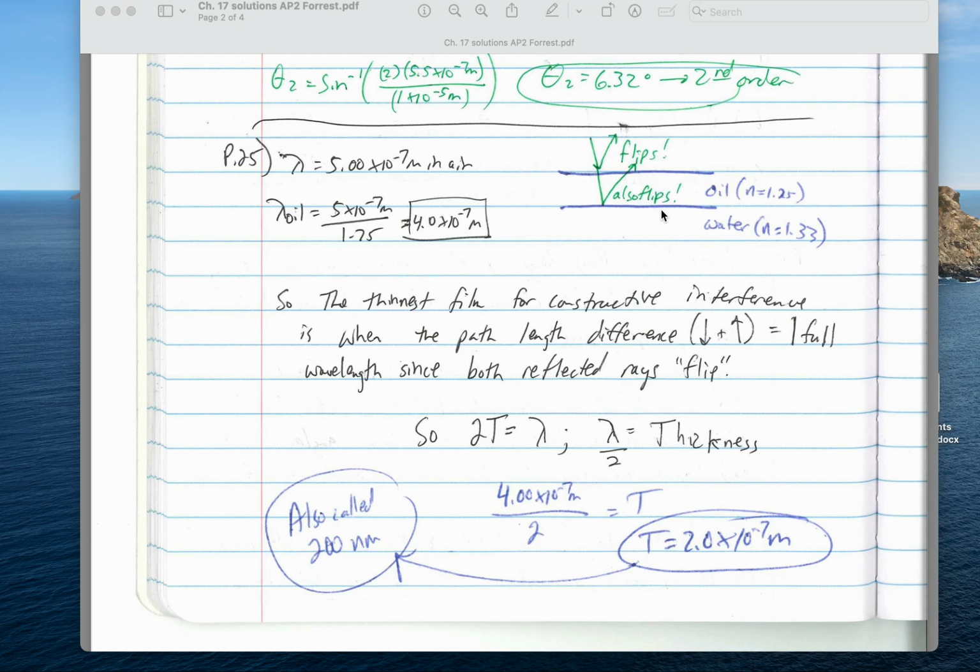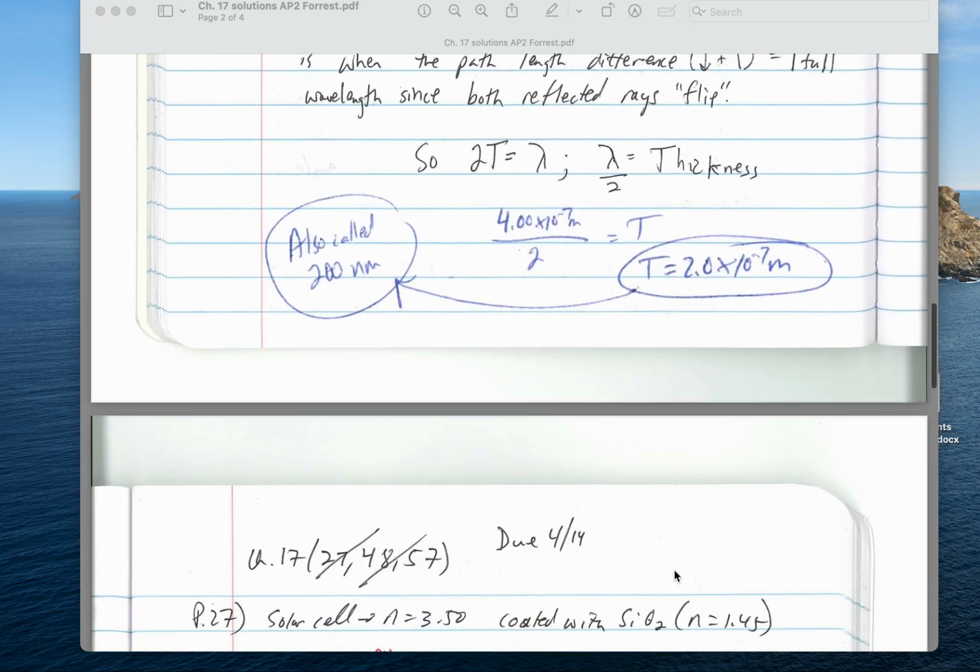So the thickness of the film, which is distance down or up, we could think about the fact that twice the thickness, because this light down here goes down and back up, would have to equal 1 full wavelength. So the idea is the thickness would be half a wavelength thick to have constructive interference. So that would be 2 times 10 to the negative 7th meters, or 200 nanometers.